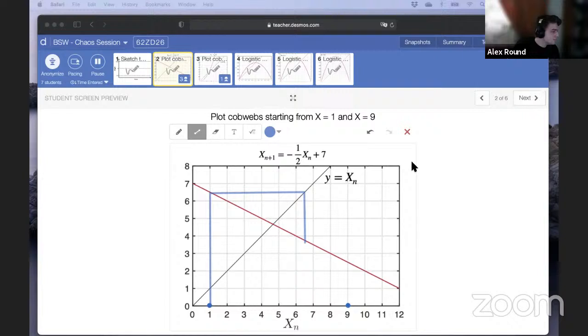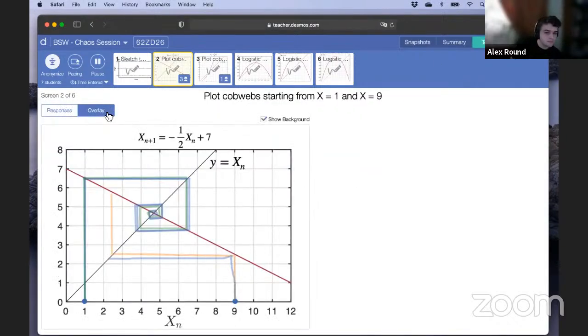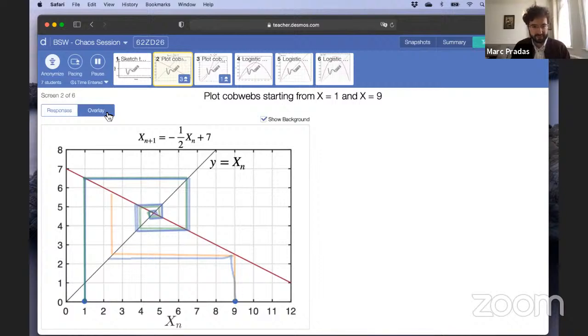So we are starting to see some answers. I think they're looking good. Very good. Actually, they overlay very nicely.